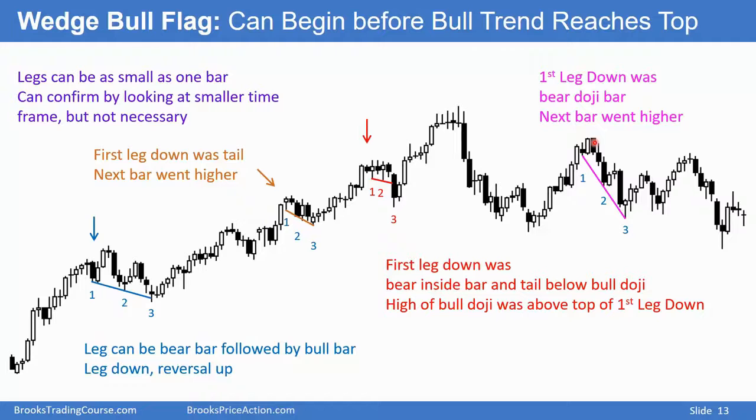You could call it simply a high 2, leg 1, pullback, leg 2. I would call it a wedge bull flag, 1, 2, 3, where the market transitioned. Here, it was still in a bull trend and it was in the start of a bear trend. The important thing is to realize it's a bull flag, so you want to buy the reversal up. Whether you call it a high 2 or a wedge, you want to buy the reversal up in every instance.